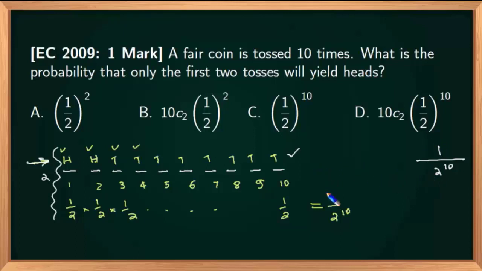You can find the answer either by directly multiplying the probability of individual occurrences, or you can find the total number of possible outcomes and the number of favorable outcomes. I have only one favorable outcome out of 2 raised to 10 different options, which means that my answer will be 1 by 2 raised to 10.